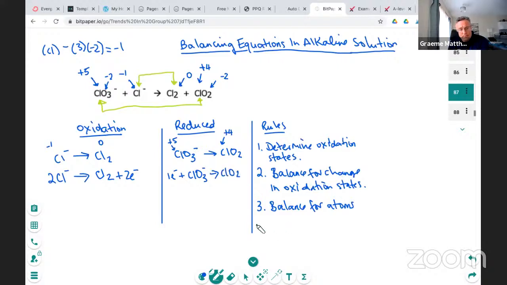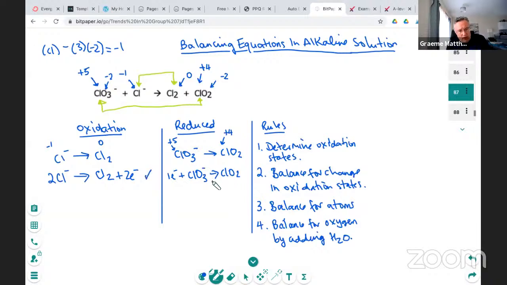Now, step 4 is I need to balance for oxygens and hydrogens. Step 4 is balance for oxygen by adding water. On the left-hand side, the oxidation half reaction, I don't need to do anything else because there aren't any oxygens or hydrogens. This is actually done, check mark right there.